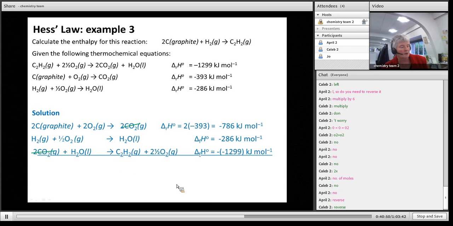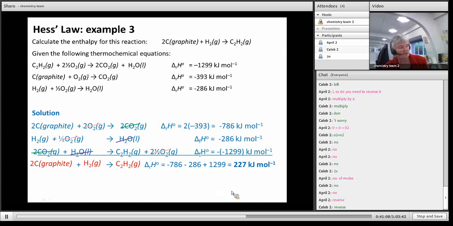The two carbon dioxides cancel out, the water cancels out, the oxygen, I've got 2.5 on the right hand side here, and I've got 2 there and half there, so 2.5 and 2.5, they all cancel, and it leaves me with graphite and hydrogen and ethyne, and there's my final answer. Okay, so I must admit I enjoy Hess's Law problems because to me they're nice and logical, and as long as you go through it carefully, you don't have a problem.